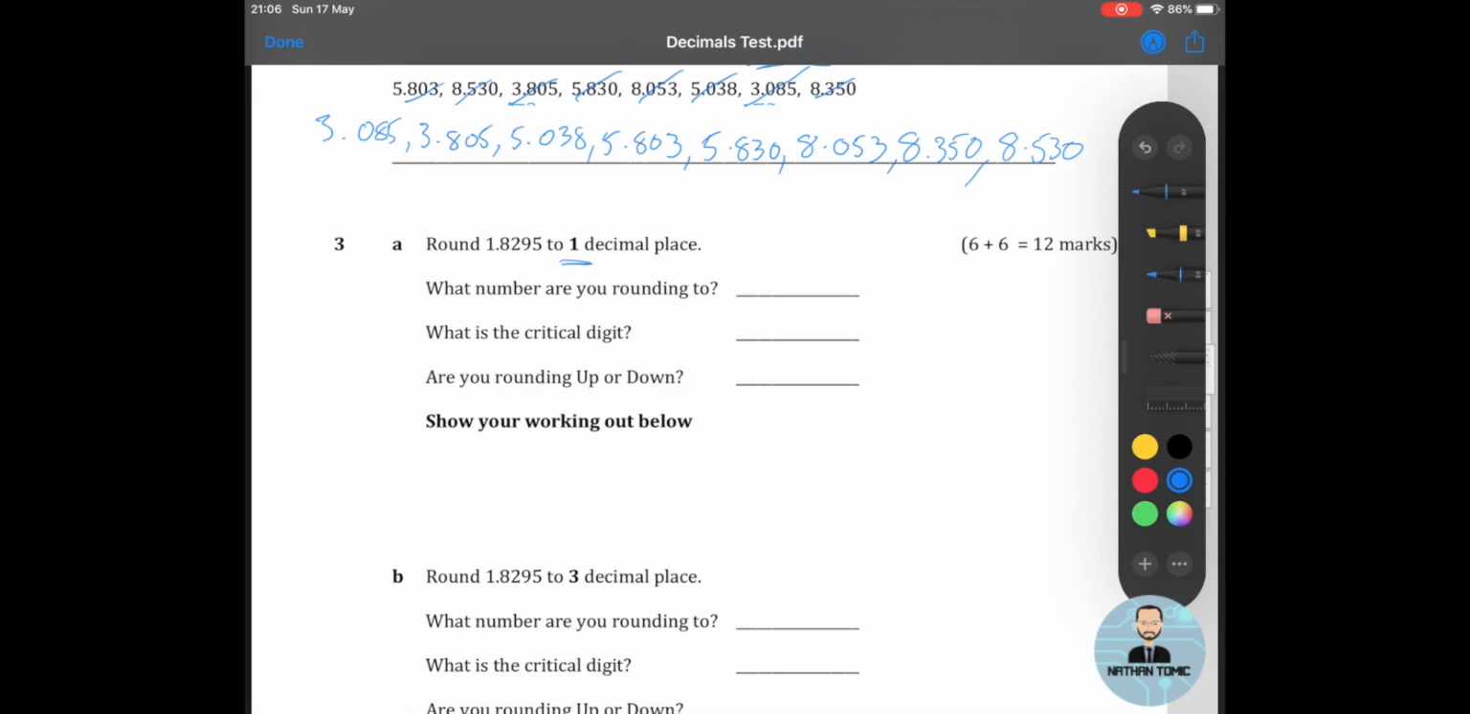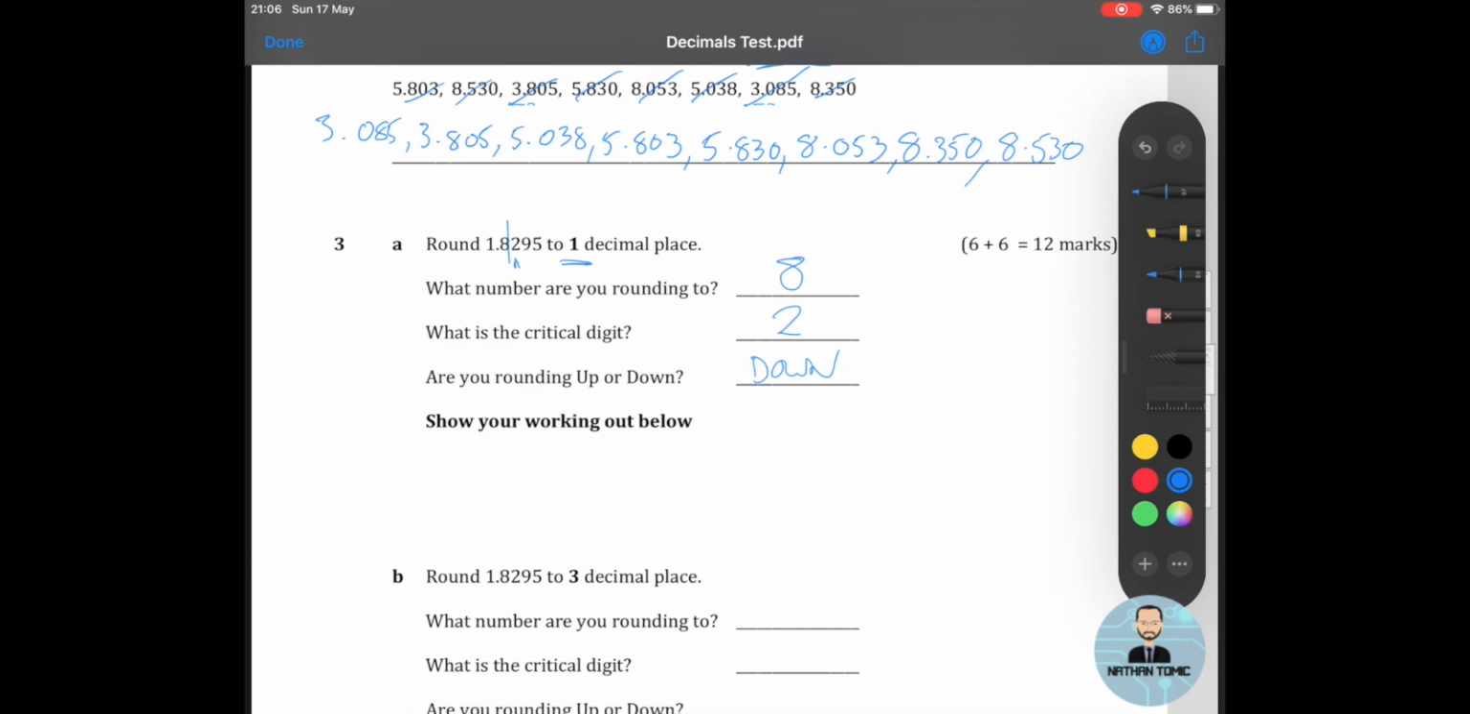So first thing, we're rounding to one decimal place. So we know our answer has to only have one decimal. So the first part was, what number are you rounding to? So really this was asking us, where is our cut going to happen? So in the number 1.8295, if we're going to one decimal place, our cut's going to happen here after the 8, after the first decimal place. What is the number we're rounding to? That's going to be an 8 in this case. Then our critical digit is the number to the right, so that would be a 2. And of course, being a 2, that tells us we round down.